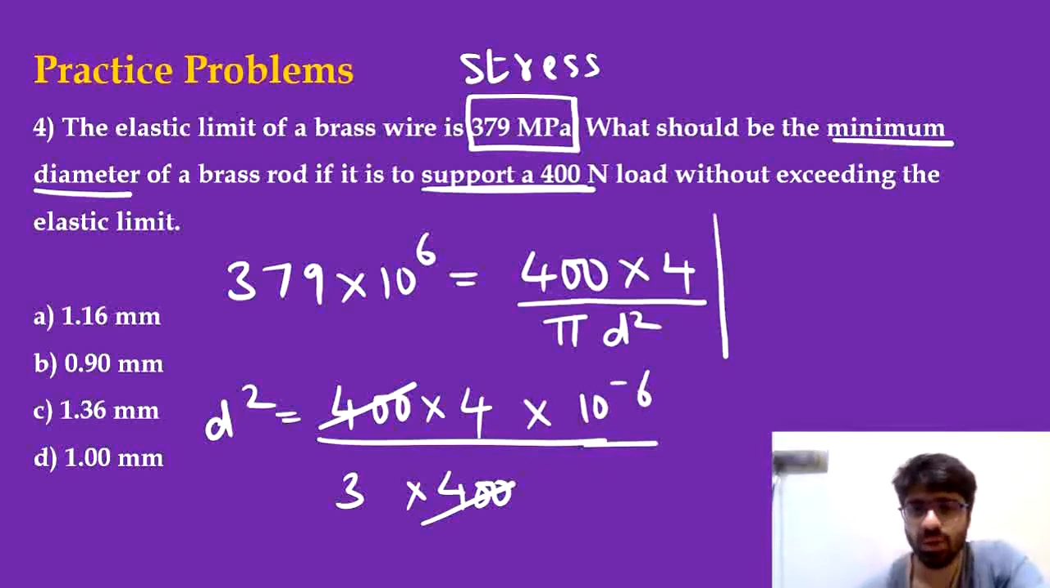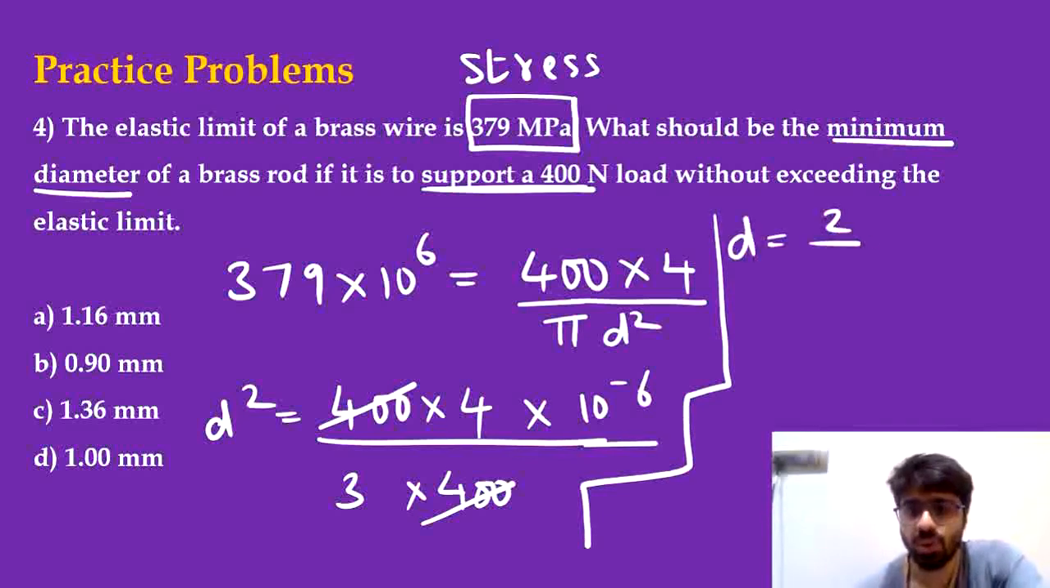We now take a square root because what we just got was the value for d square. So d will be equal to 2, because the root of 4 will be 2, divided by root 3, which is approximately 1.732. I am again taking it approximately as 1.7, into the root of 10 power minus 6, which would be 10 power minus 3. So we get the diameter is 2 upon 1.7. It's approximately 20 upon 17.